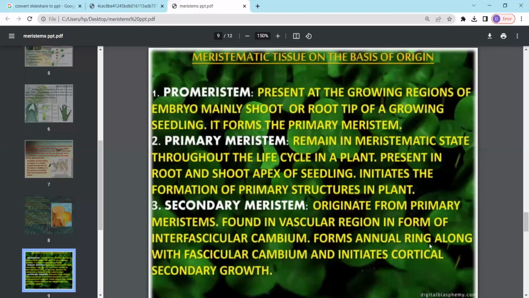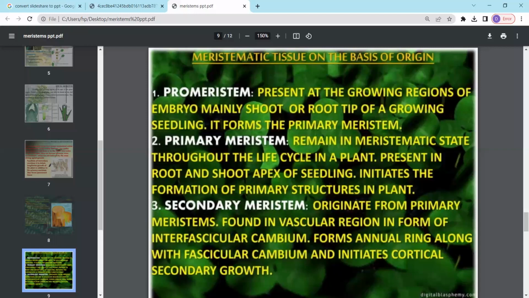The main function of this secondary meristem is the production of secondary xylem and secondary phloem. Meanwhile they are inactive. During the secondary growth only, this secondary meristem is active and helps in the production of secondary xylem and secondary phloem, and it also mainly helps in the formation of annual rings.